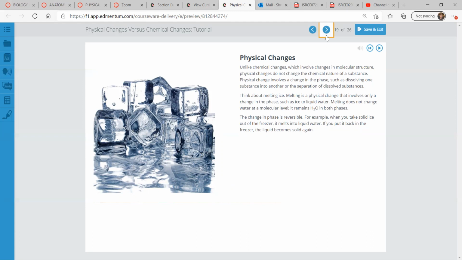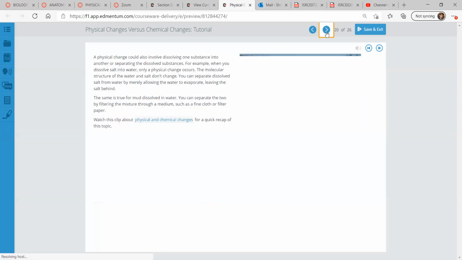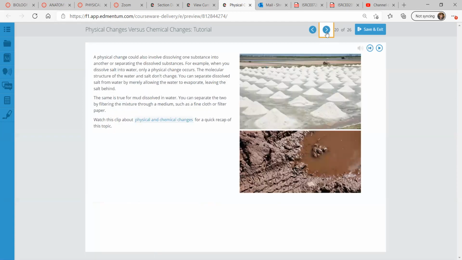So that's a good thing to remember too. If it's a physical change, the change in phase is reversible. It can go back and forth. Not so easy with chemical changes. A physical change could also involve dissolving one substance into another or separating out dissolved substances.